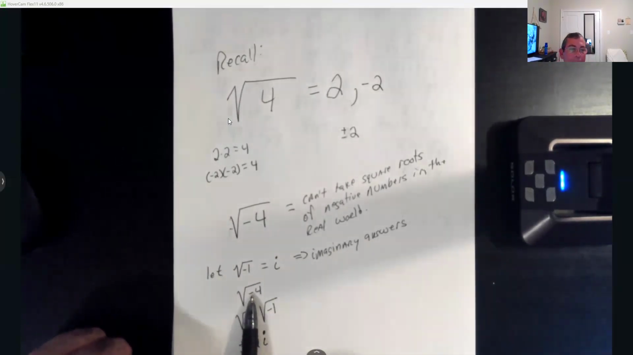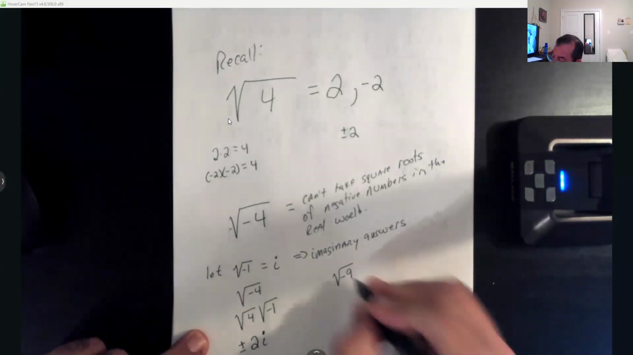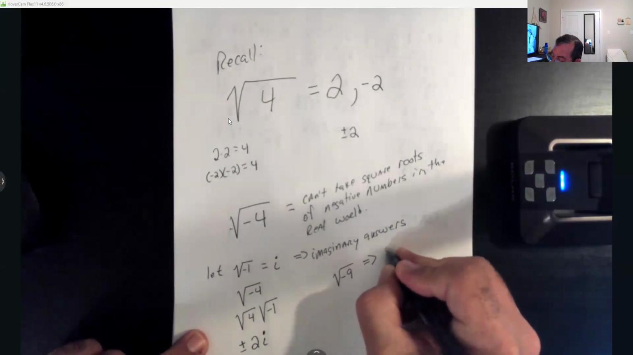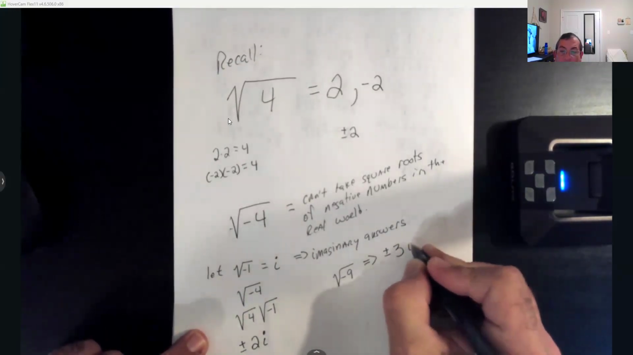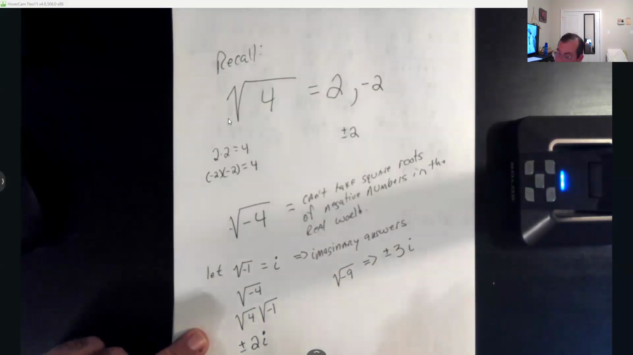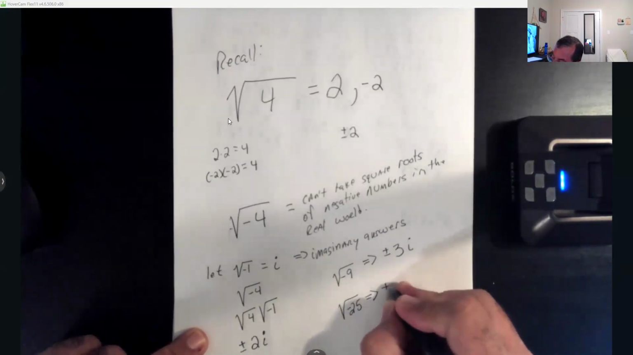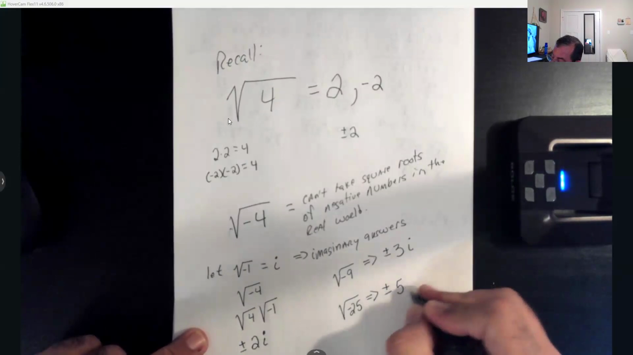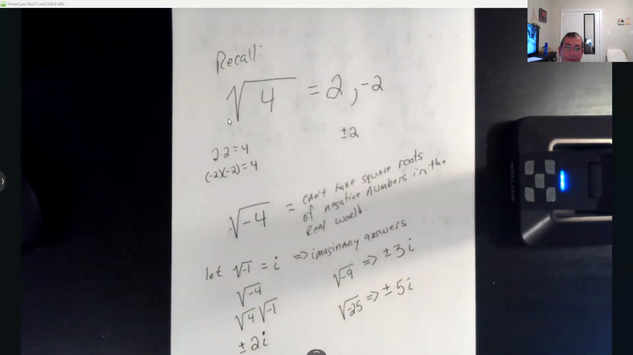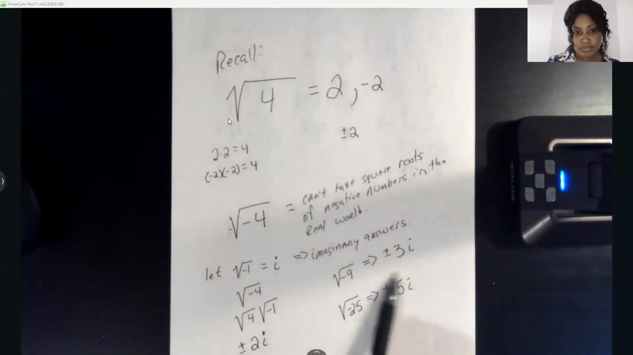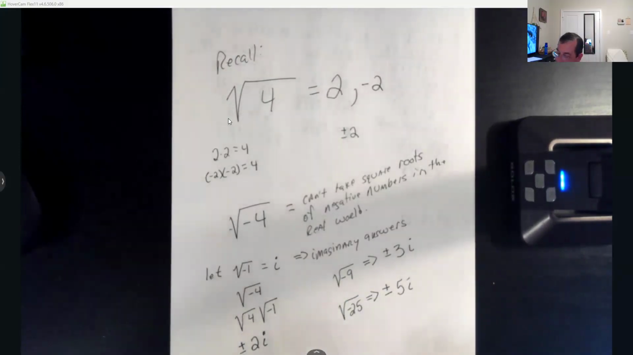So if the number under the radical is negative, you're going to get imaginary numbers, okay? And that's what the i represents. So watch this. If I do a square root of -9, that's going to equal plus or minus 3i. Square root of -25, that's going to equal plus or minus 5i. There you go. So negatives under radicals basically turn into i, okay?